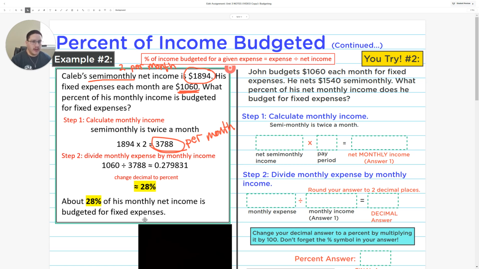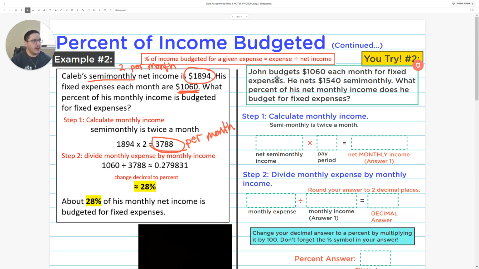Okay, so a decent chunk, almost 1/3 of his monthly paycheck, gets applied to fixed expenses. So again, all this is doing is giving you a different visual of what's happening with your money. Okay, that's it for example 2.